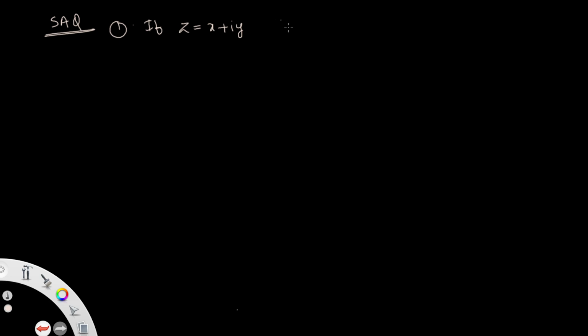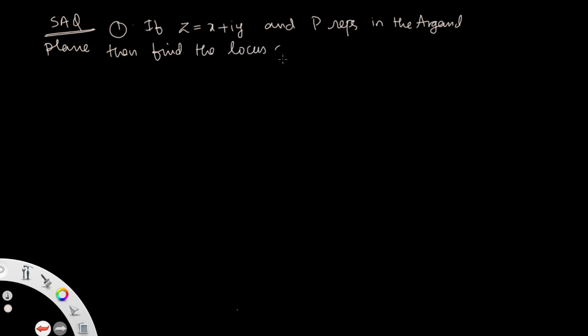and P represents z in the Argand plane, then find the locus of P. Same method but the questions are different. First question: modulus of z minus 2 minus 3i equal to 5.